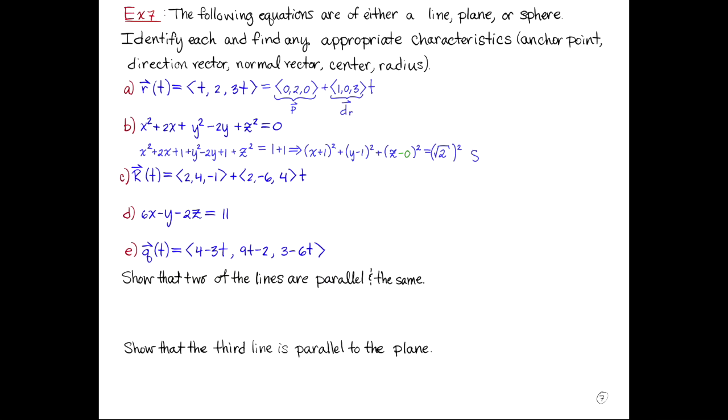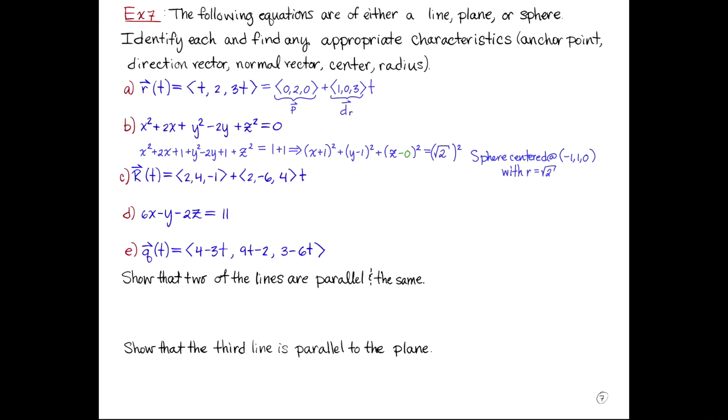We have the equation of a sphere centered at (−1, 1, 0), with a radius r equal to the square root of 2.